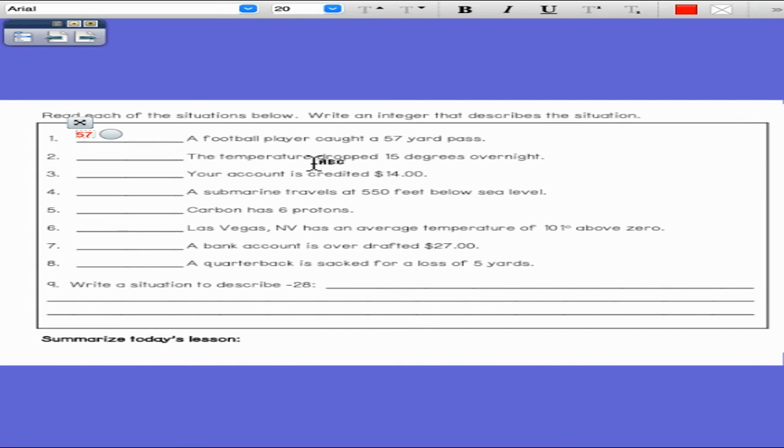The next one says the temperature dropped 15 degrees overnight. Well, if it dropped, it went down. Down is a negative. So we're going to say it's negative 15. Okay, I'm going to let you guys finish the rest of this.